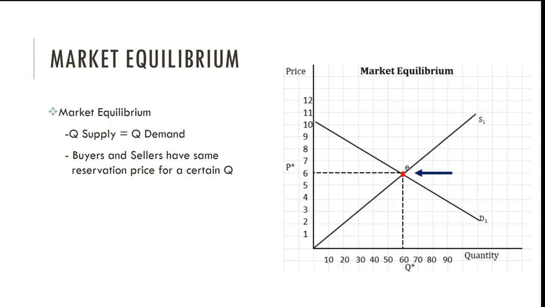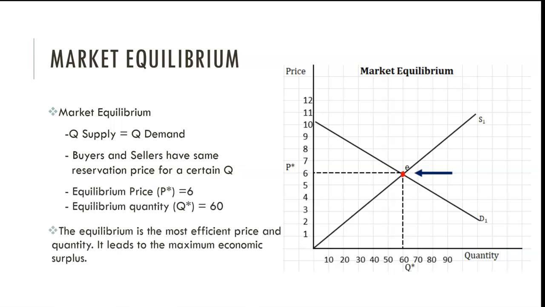Buyers and sellers have the same reservation price at a particular quantity. So in this example, our equilibrium quantity is 60 and our equilibrium price is 6. So at a quantity of 60, our buyers have a reservation price of 6. And at a quantity of 60, our sellers have a reservation price of 6. So we say our equilibrium price is $6, equilibrium quantity is 60.